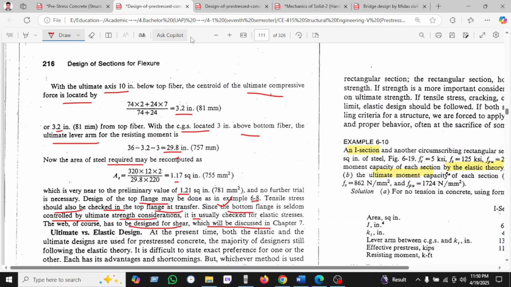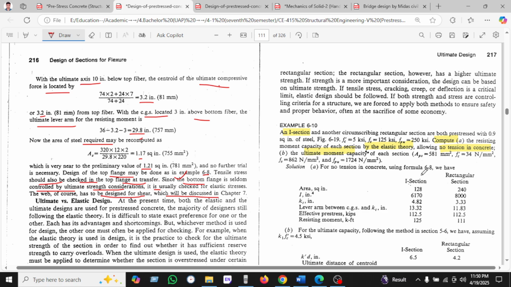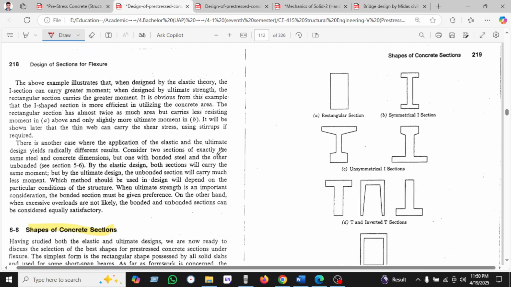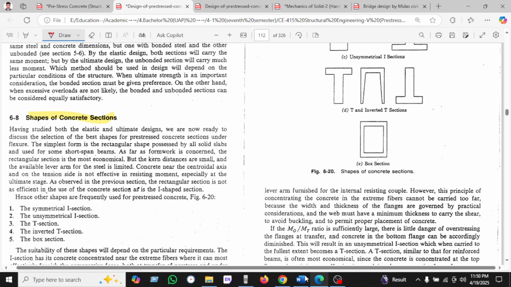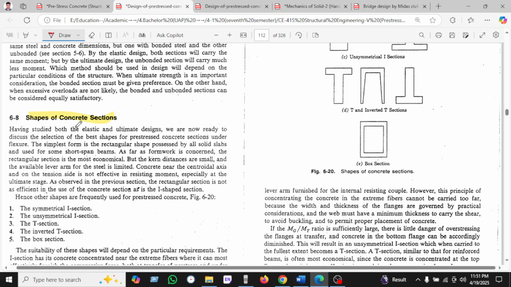So if we see another section, the I section, we can use this formula, but we are skipping it here. Now we are seeing the shape of concrete sections, which are I, T, box, etc. Let's see the shape of concrete section, having studied both elastic and ultimate design.